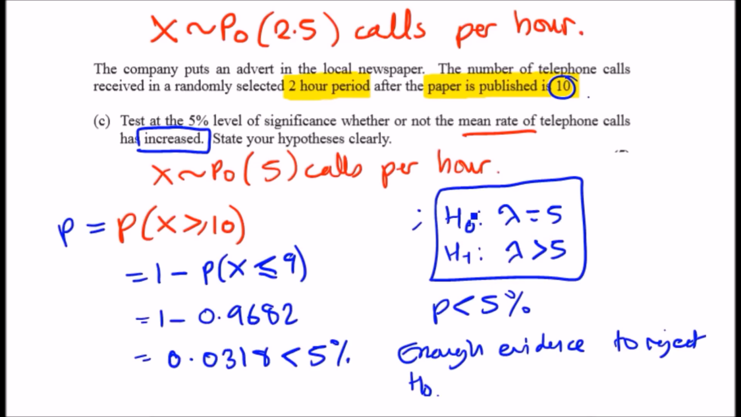So if we can reject H0, this implies that we have to accept that this statement is correct, that there is enough evidence to suggest that the mean rate of telephone calls has increased to 10, or at least has increased. That's true enough. And that's it. So make sure you say this statement plus that there is enough evidence that the mean rate of telephone calls has increased. Saying all of this will nab you 2 marks. If you only say this, you get 1. So please make sure you say both if you want the full marks.